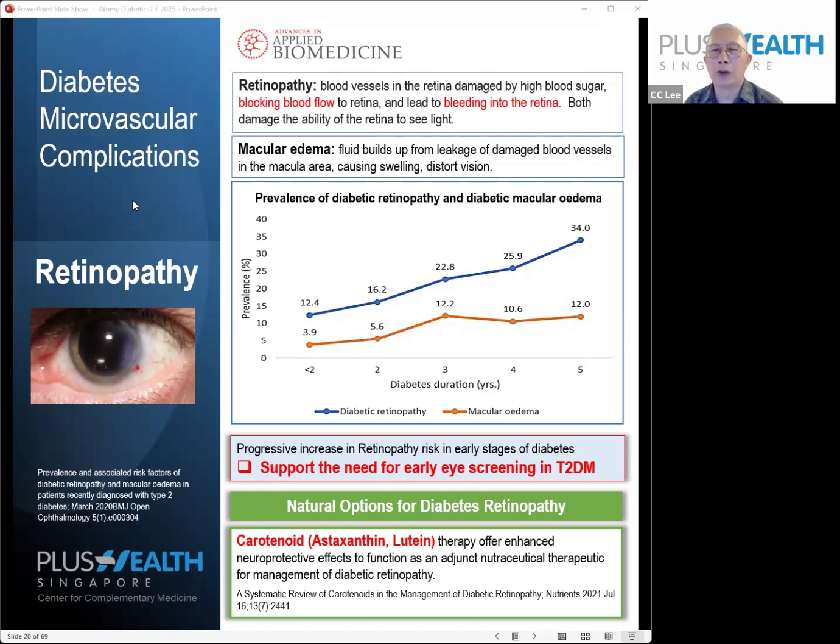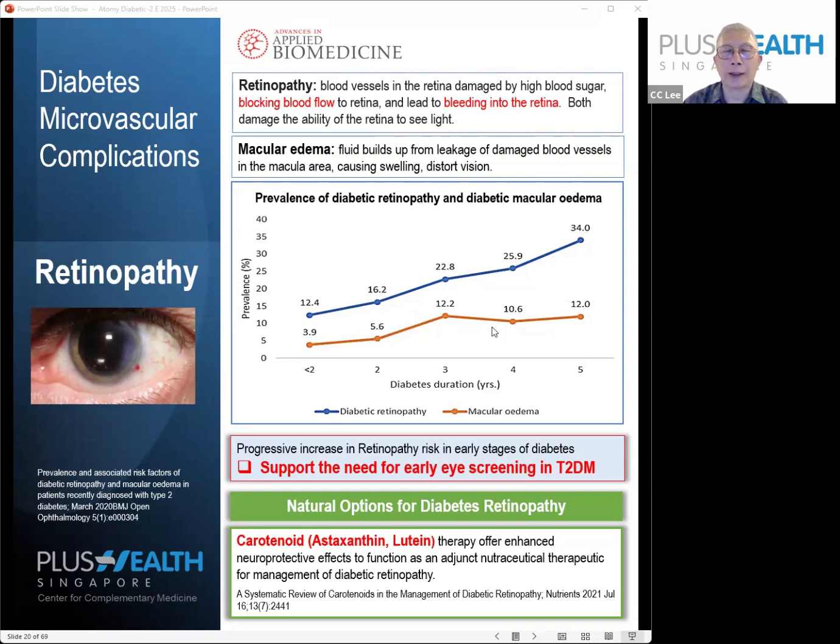So this condition will damage the ability of the retina to see light, which affects your vision. Another condition is due to fluid build up from the leakage of the damaged blood vessels in the macular area, which is behind the eye. So it causes the eye to swell and distort the vision.